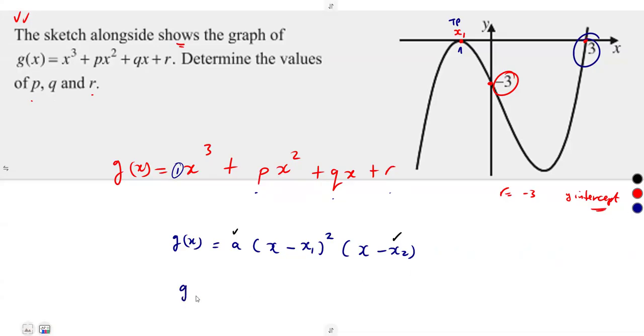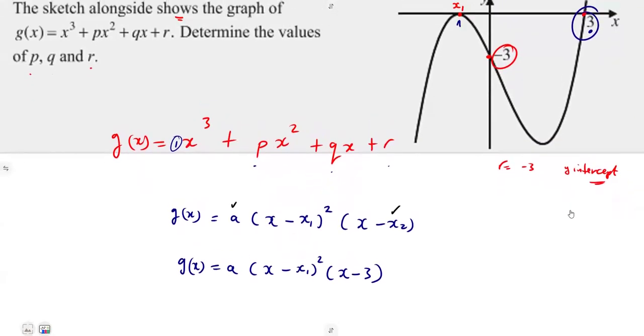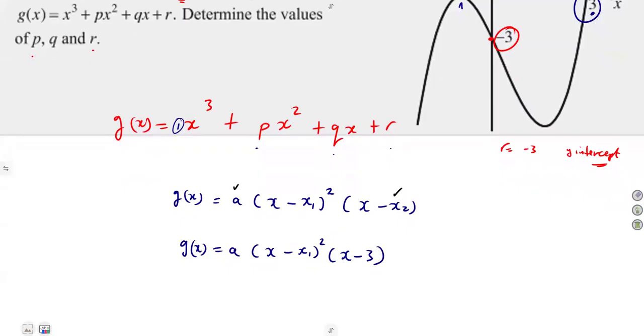So what I'm trying to say is that we're going to have g(x) is equal to a into (x minus x1), we do not know our x1 so just leave it like that, into (x minus x2), which is 3. Since we know that a is 1, there was no need to rewrite the a here, because the coefficient of x cubed is 1. So we can find the value of x1. What we need is to find x1.